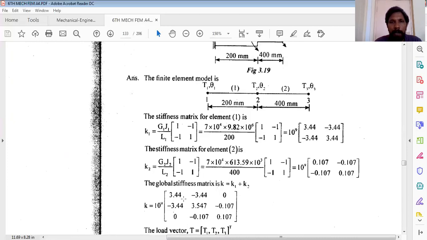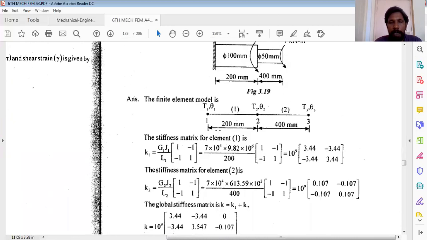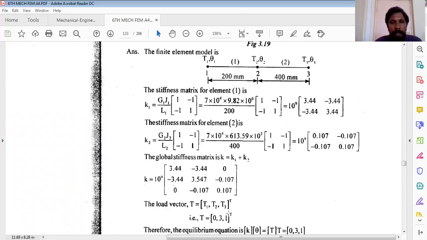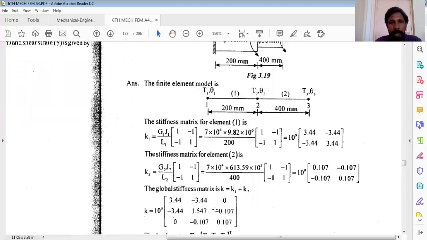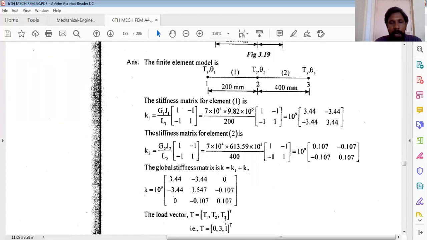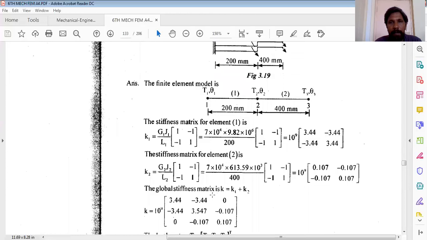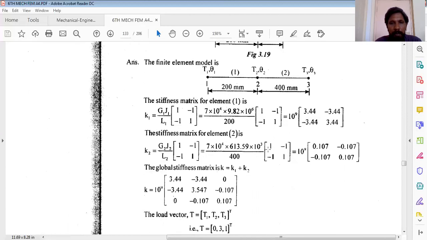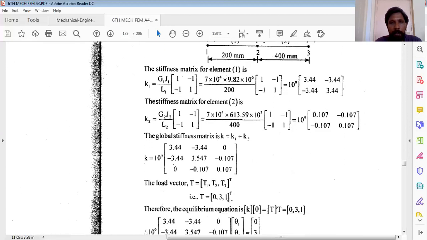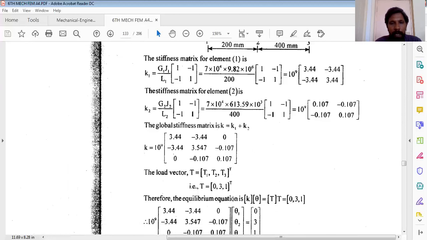So the load vector corresponding to node 1, node 2, node 3 can be written as T equals T1, T2, T3, and there is no load at node number 1, which is completely fixed. At node number 2 we have T2, and at node number 3 it is T3. Torque is used in terms of kilonewton meter. So T1 is 0, the value of T2 is 3 kilonewton meter, and T3 is 1 kilonewton meter.